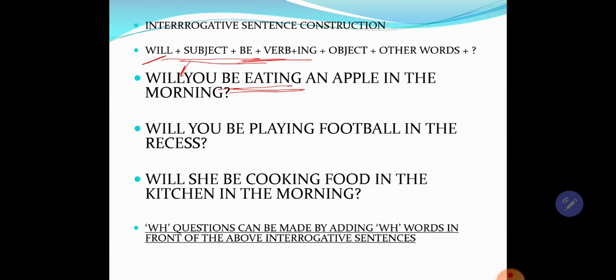And if you want to make a WH question: what will you be eating in the morning? Here you just have to add what. When will you be eating an apple? Who will be eating an apple? So this is how you make your interrogative sentences in future continuous tense.